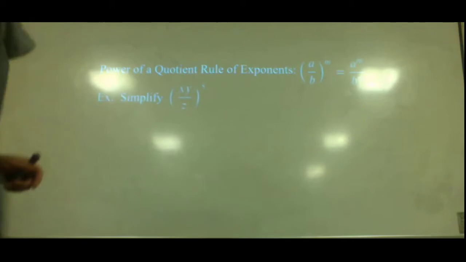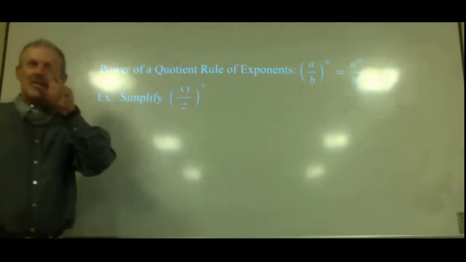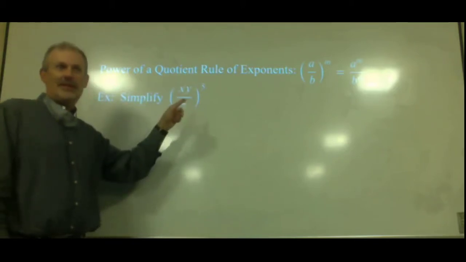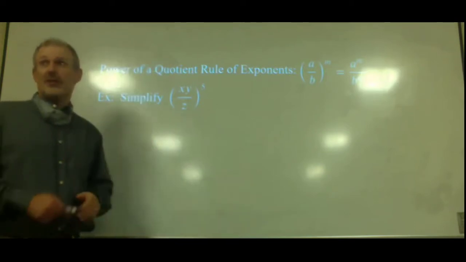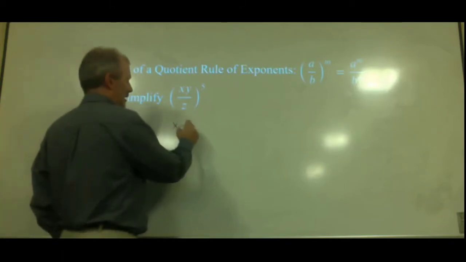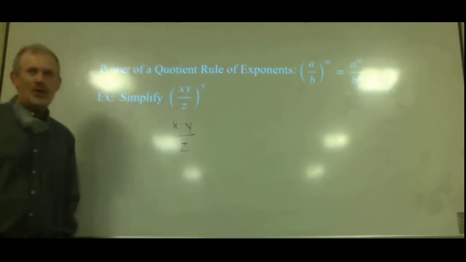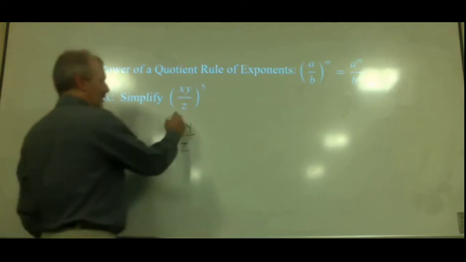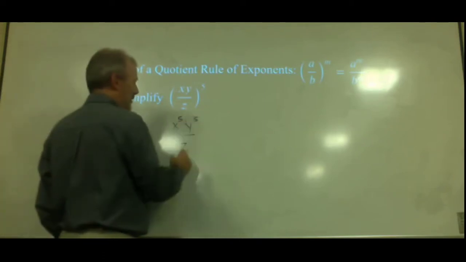So let's take a look at an example. We are actually putting 2 rules together here because we have multiplication and we have division. So what do you think is going to happen here according to our last 2 rules that we've talked about? We're obviously going to have an x, and we're obviously going to have a y, and we're obviously going to have a z. What power do you think should go with the x? A 5. What power do you think should go with the y? A 5.